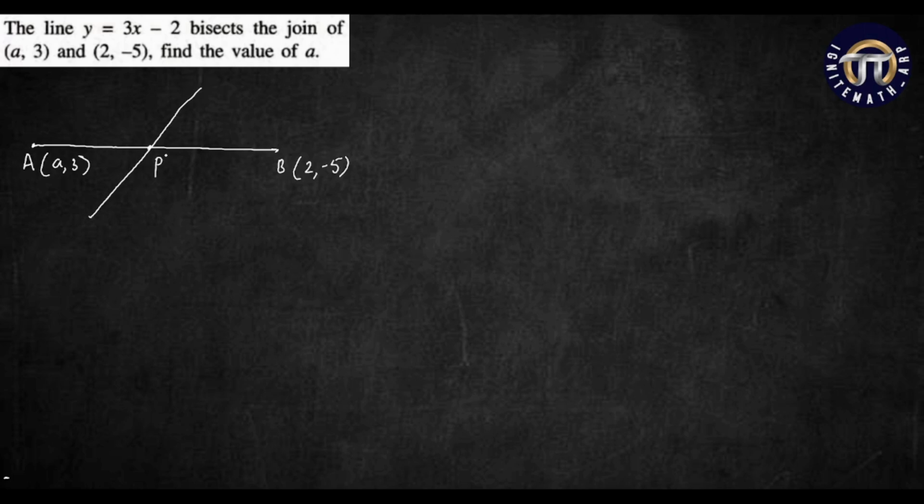This line is bisecting this line, in the sense it is passing through the midpoint of AB. So it is bisecting. The equation of this line is given to you, y is equal to 3x minus 2. Then you are asked to find out the value of A. So before that I need to find out what are the coordinates of P. And you know that P is midpoint of AB.